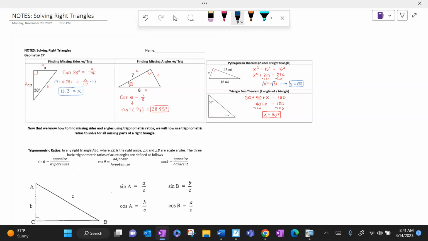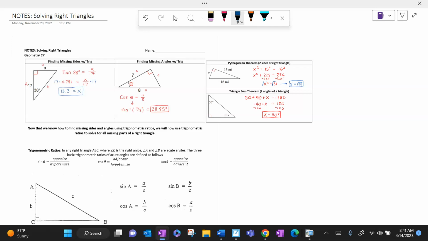We have Pythagorean theorem, we have special right triangles like 45, 45, 90, and the 30, 60, 90 special right triangles. We have triangle sum theorem and so on and so forth. And finally now trig, SOHCAHTOA. So we're going to be trying to combine all of these skills and use everything that we know in order to solve the missing side lengths and missing angles in a right triangle.